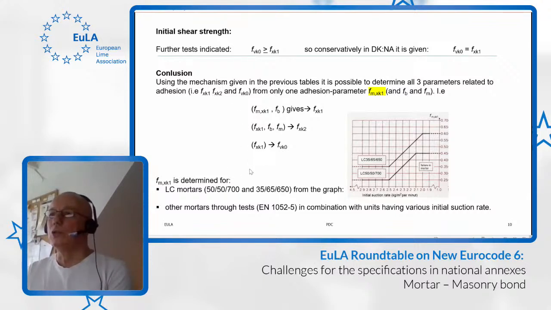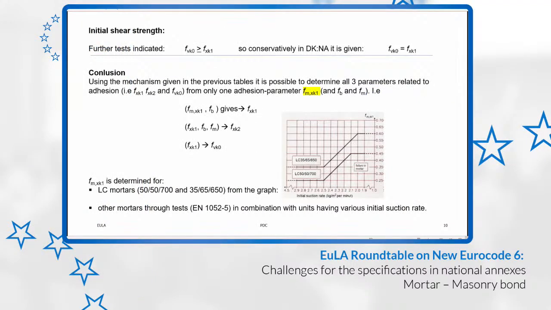So what we do when we need these adhesion parameters is determine FXK1 for the mortar, and if it is one of these two mortars, we use this graph, and for other mortars, we use the normal test EN 1052-5, in combination with the actual units that we are going to use. And then we get a very good prediction for the adhesion parameters. Yes, thank you. Hope you could see everything and understood everything. And then I will give the word to the next speaker.